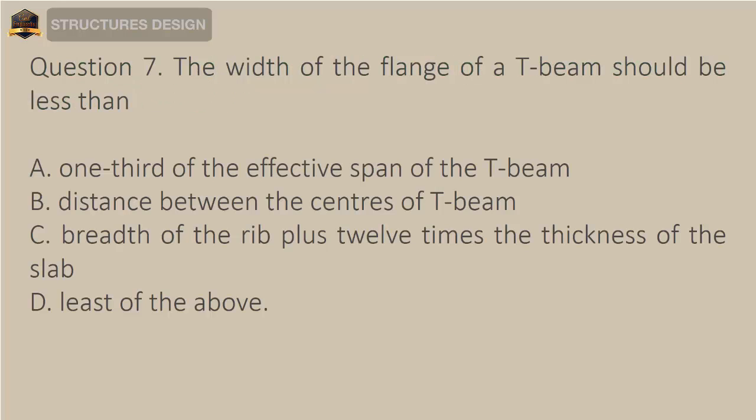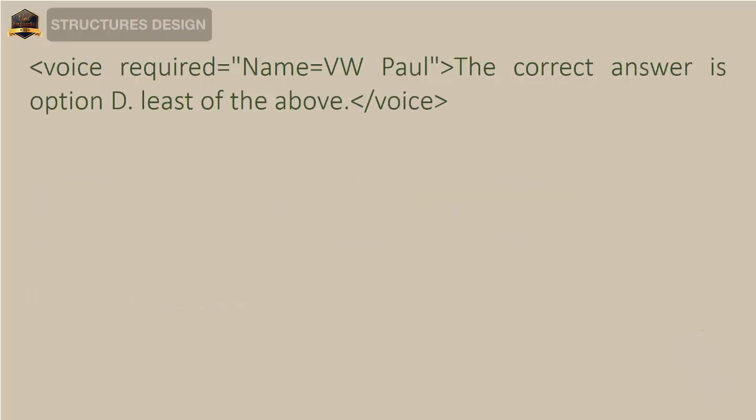Question 7. The width of the flange of a T-beam should be less than A 1/3 of the effective span of the T-beam, B distance between the centers of T-beam, C breadth of the rib plus 12 times the thickness of the slab, D least of the above. The correct answer is option D least of the above.